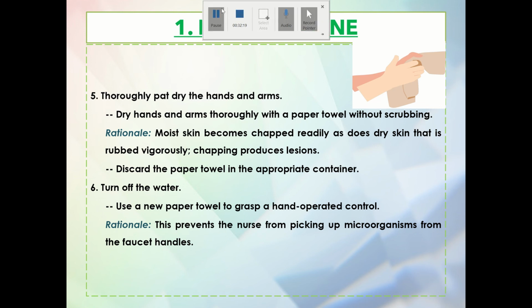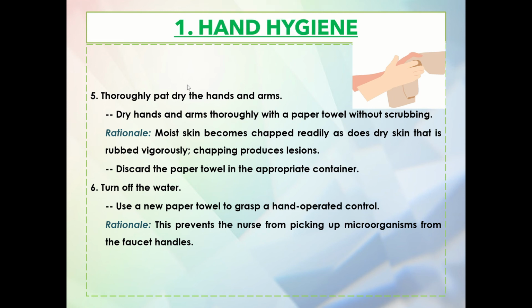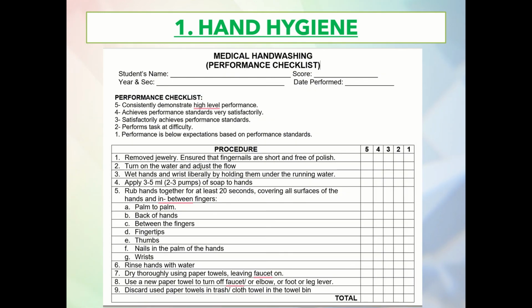So, how do you turn off the water? So, use a new paper towel to grasp a hand-operated control. So, gagamit kayo ng another paper towel para patayin yung faucet ninyo. This prevents the nurse from picking up microorganisms from the faucet handles. Kasi kakalinis mo nga lang, di ba? Kaka-hand wash mo lang. So, definitely you have to use, for example, a tissue or a towel para ipang turn off doon sa hand-operated control ng inyong faucet. Okay, so that is how you perform your hand washing.